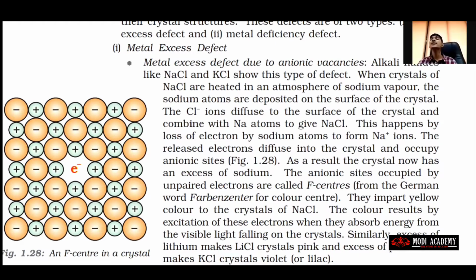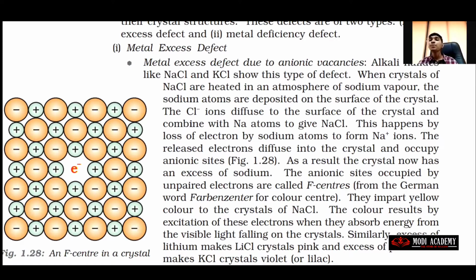ओके मतलब NaCl को सोडियम वेपर में हीट करता हूं. Now Na is somewhat yellowish in color. सो मेटल जब सोडियम एक्सेस हो जाता है ना सॉल्ट में, तो वो व्हाइट की जगह पर येलो सॉल्ट हो जाएगा. ठीक है, so they impart yellow color to the crystals of NaCl.